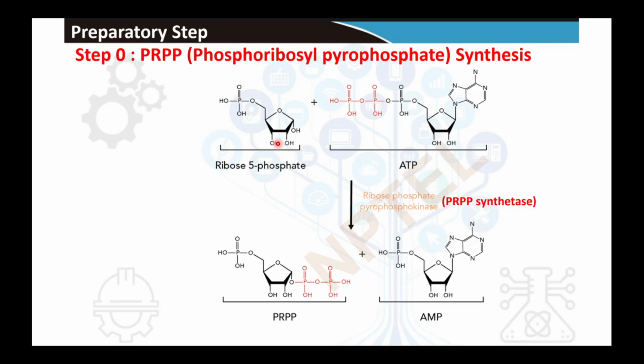The enzyme involved is PRPP synthetase. Synthetase because ATP hydrolysis is involved. How is ATP hydrolysis involved? ATP is the one that is giving the pyrophosphate to the ribose 5-phosphate, and in turn getting converted to AMP. So ribose 5-phosphate plus ATP becomes phosphoribosyl pyrophosphate plus AMP by the enzyme ribose phosphate pyrophosphokinase or PRPP synthetase.